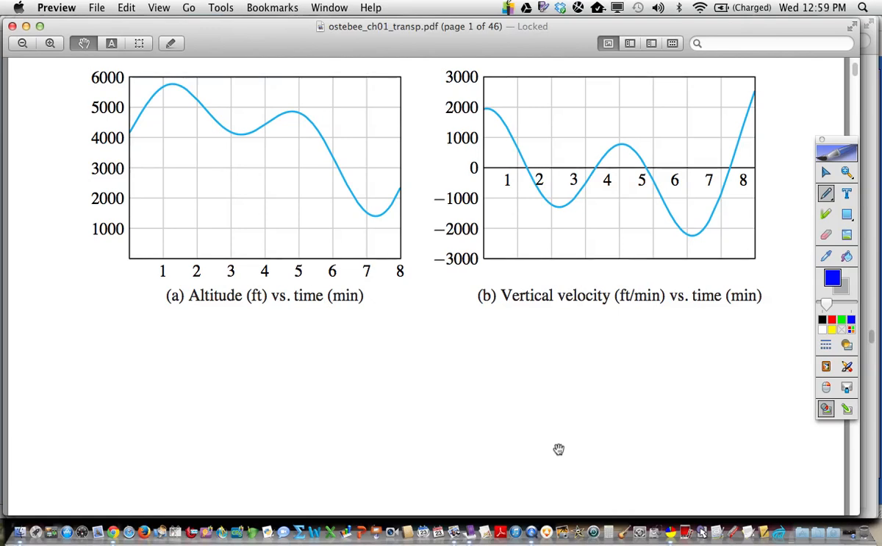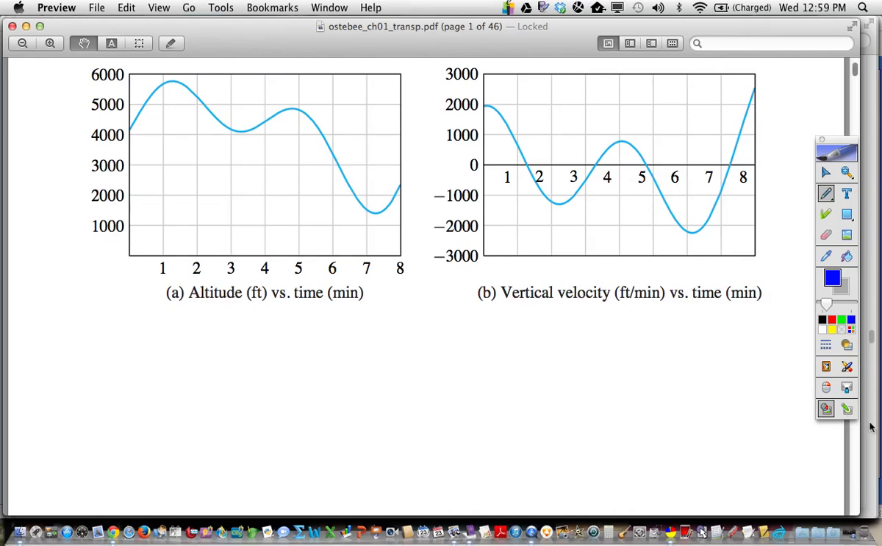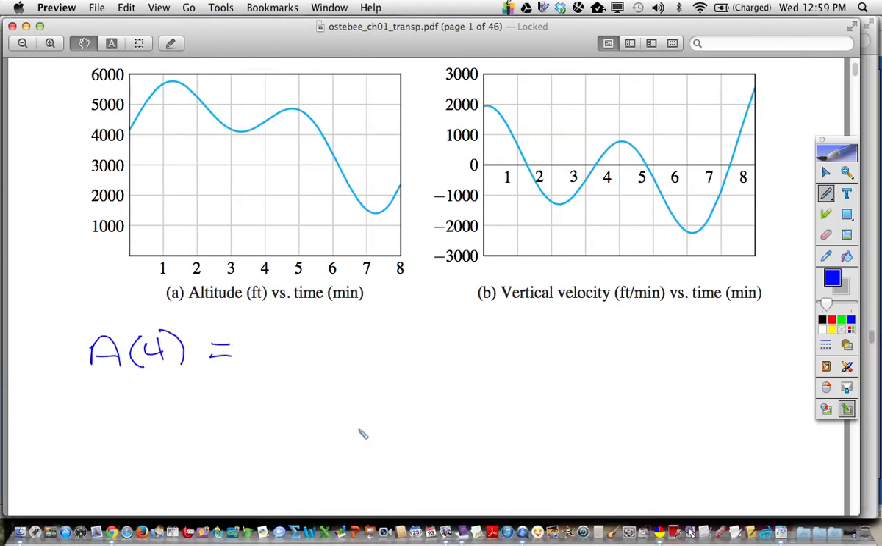All right, so let's look at these two graphs. These two graphs have some connections between them, which is good. So this is the altitude graph. Let's say that's A. If I just asked you a question and said, what's A of 4? What would you have said? 4,400 feet, right? You're just reading the graph. What that's saying is when you plug in a 4, when you have an input of 4, what's your output? And you just read off the graph, it's about 4,400, 4,500, maybe somewhere there.